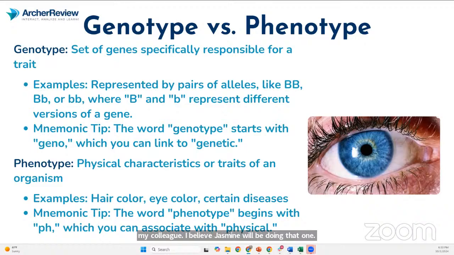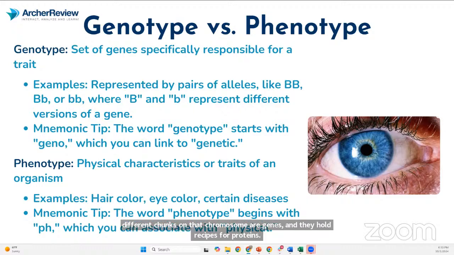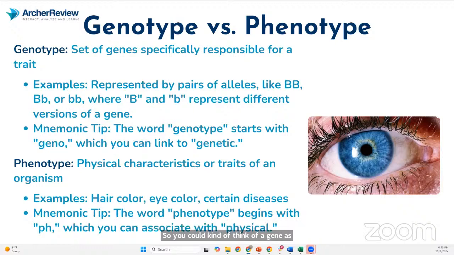What's the difference between a gene and a chromosome? A gene is a segment of a chromosome. A chromosome is our DNA all coiled up tightly, and different chunks on that chromosome are genes, and they hold recipes for proteins. So you could think of a gene as a particular recipe in a large recipe book.